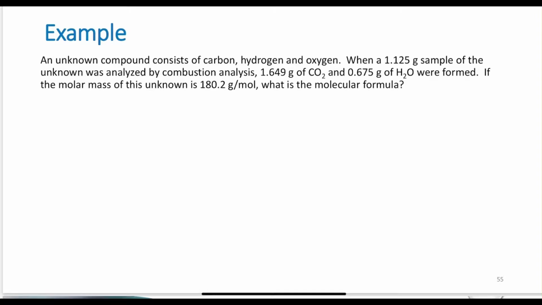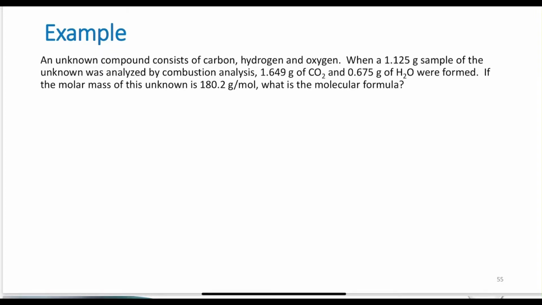Here, I'm going to work one example with carbon, hydrogen, and oxygen, but again, please check out the additional practice because I do examples with more than just these three elements in it. And you need to see how to do it with more than just three. So here, an unknown compound consists of carbon, hydrogen, and oxygen. When a 1.125 gram sample of the unknown was analyzed by combustion analysis, 1.649 grams of CO2 and 0.675 grams of H2O were formed. If the molar mass of this unknown is 180.2 grams per mole, what is the molecular formula?